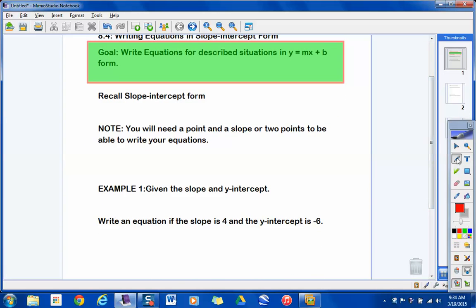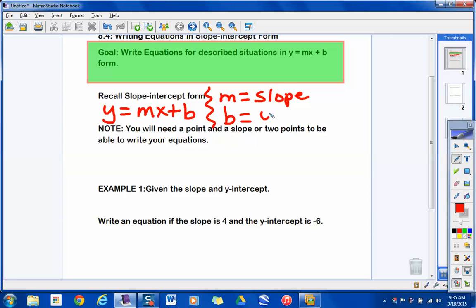Now again, let's recall slope-intercept form right down here. Help me recall this. First of all, the form is y equals mx plus b, where m represents the what again? Slope. So in other words, my rise over my run. And what's the b value represent? The y-intercept again. Okay, b is going to represent your y-intercept. So it's good to revisit that, make sure we understand what we're doing.